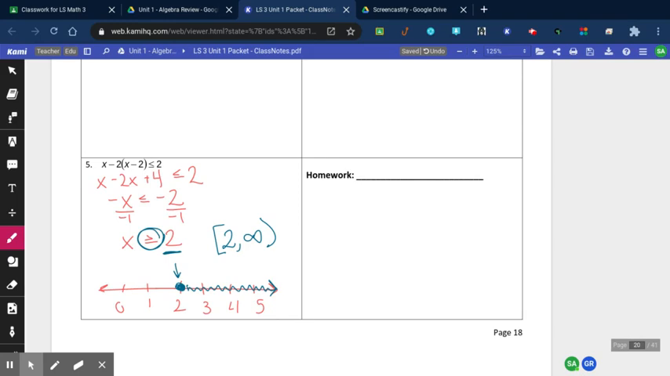Okay, the rest of these problems we're going to work on in class, but as long as you guys got these notes down, then you are set to go.